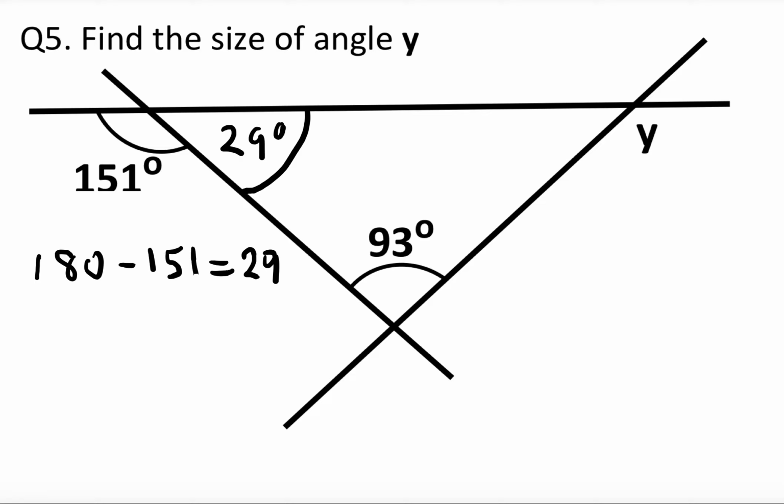And that doesn't actually help us, but we know we've got a triangle in the middle here. We know that all angles in a triangle add up to 180 degrees. So we have got 93 and 29. So we've got the triangle in the middle there. I'm going to write this down the bottom here.